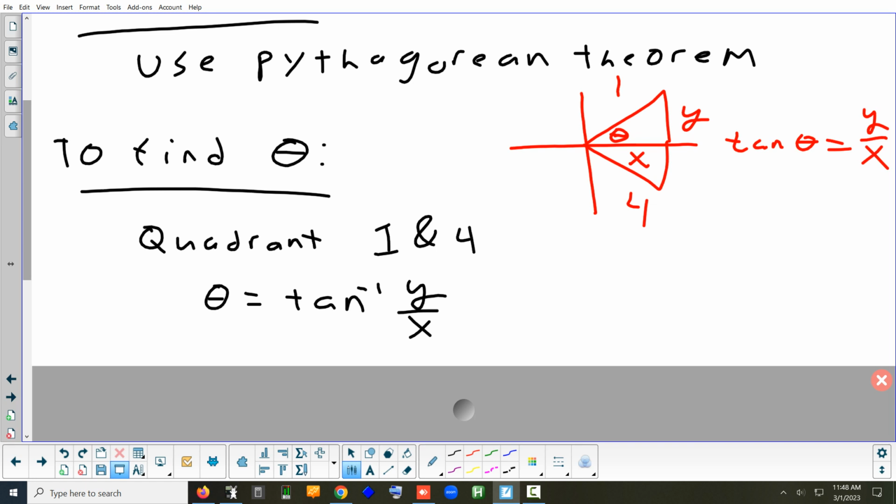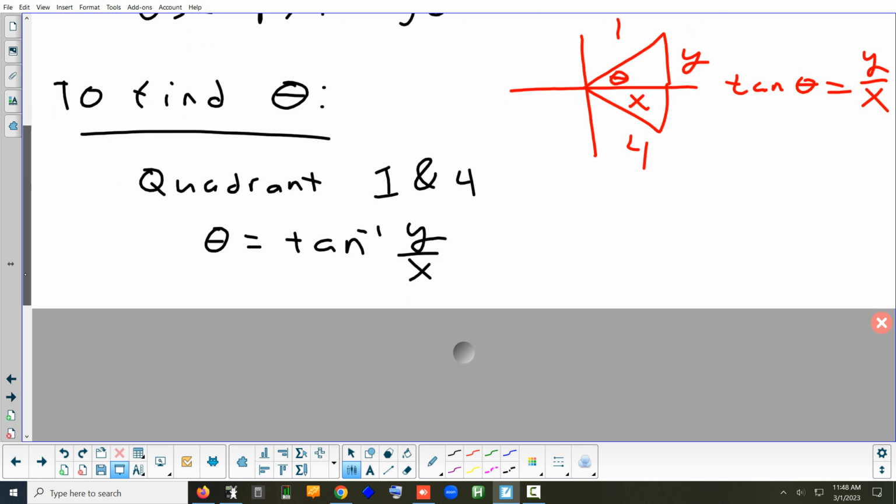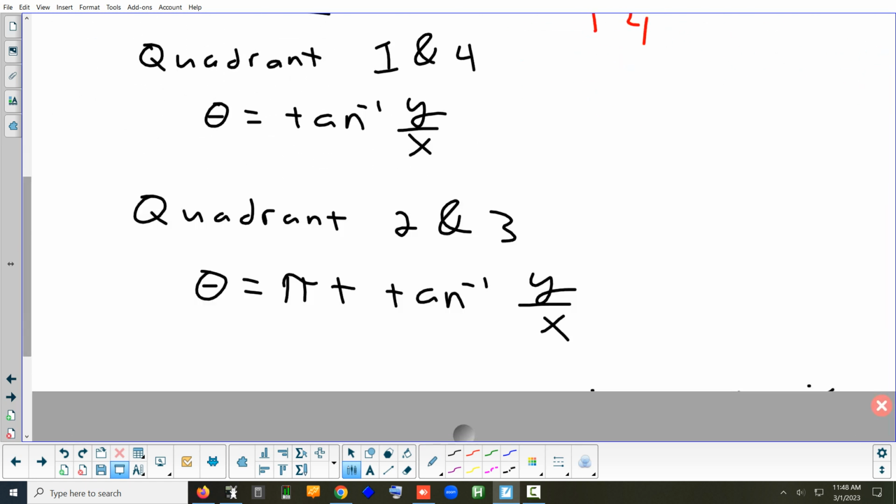Would it be inverse cotangent then? So what would you do to an angle to adjust it so that it's on the other half of the diagram and not this half? Think about if you were on a circle and you wanted to move to the other half. How much would you have to move? You'd have to move 180. So if you want to get an answer on the other half for quadrants 2 and 3, you still can do the inverse tangent of y over x, but you need to add 180.